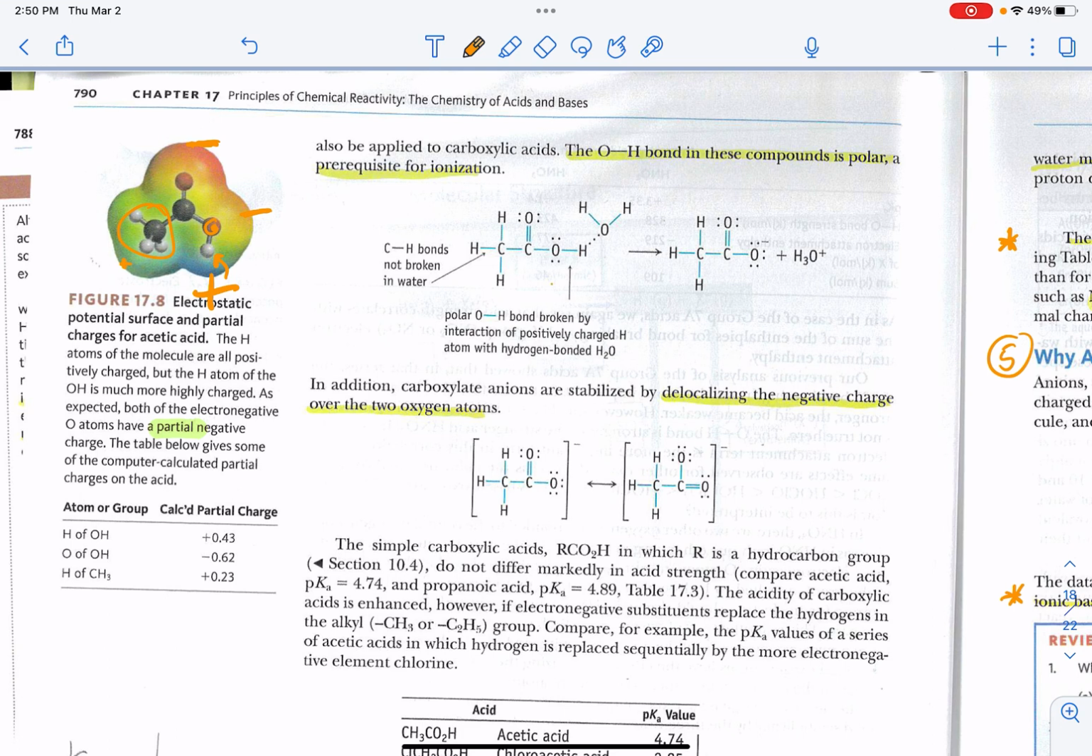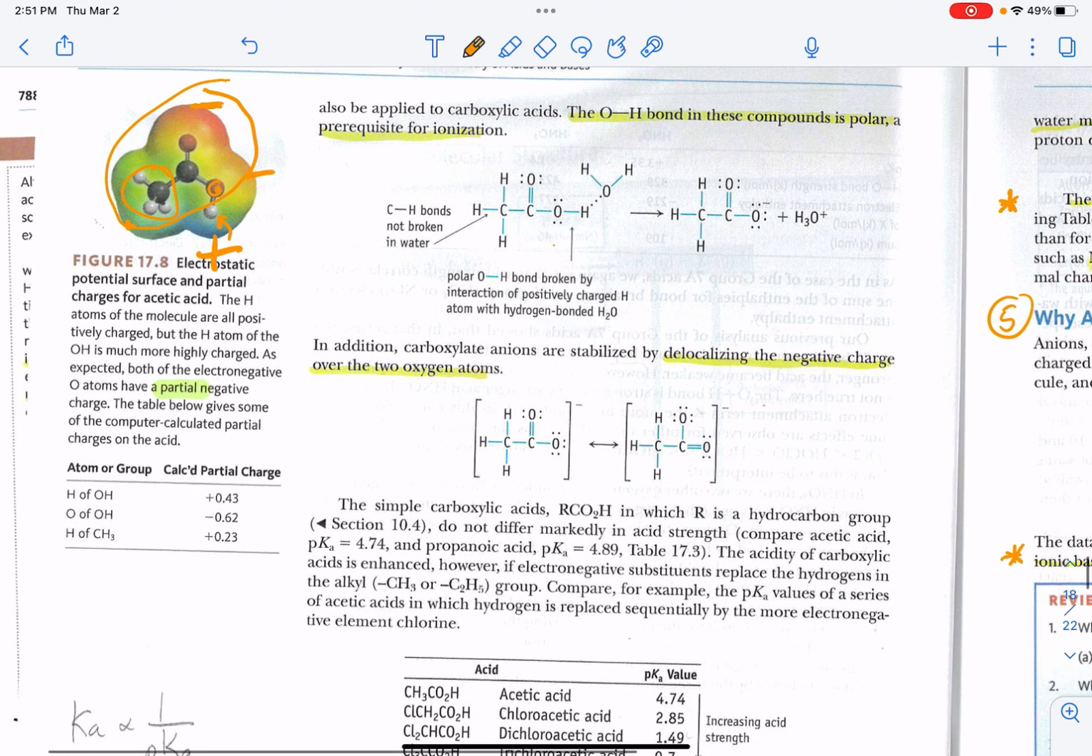And the reason it can be donated, even though that's a strong attraction, is because the resulting anion that I just circled is large enough to be very stable and hold on to the negative charge across the entire structure. So the hydroxyl group, the OH bond in these compounds, is polar, and that's a prerequisite for ionization. You need a very, very polar bond.